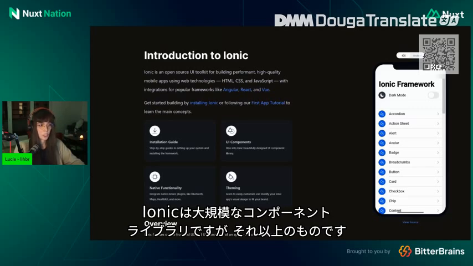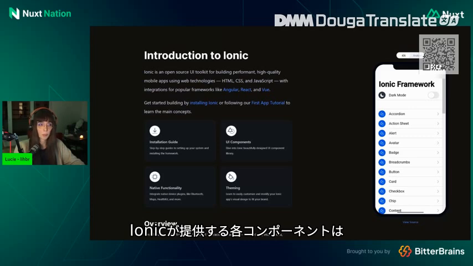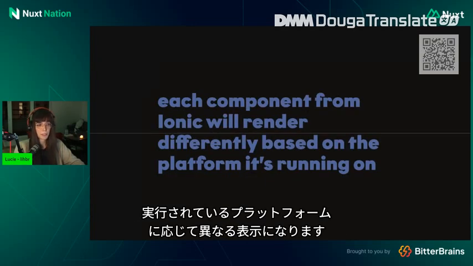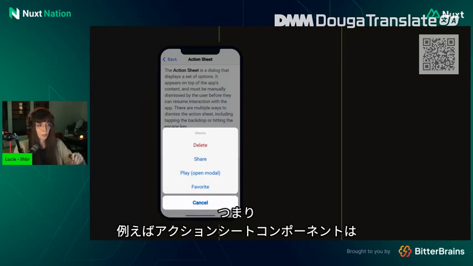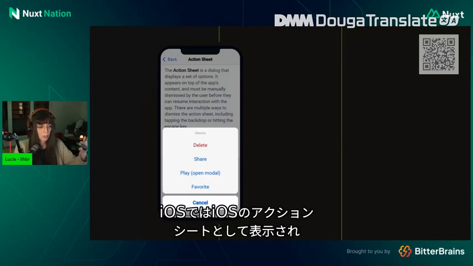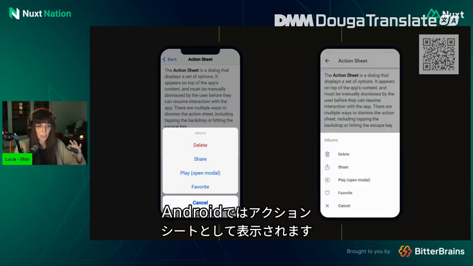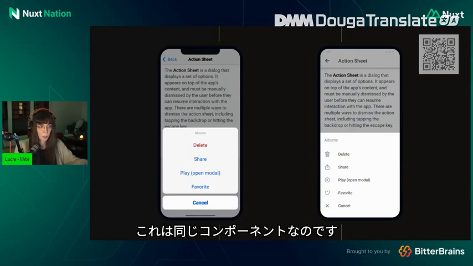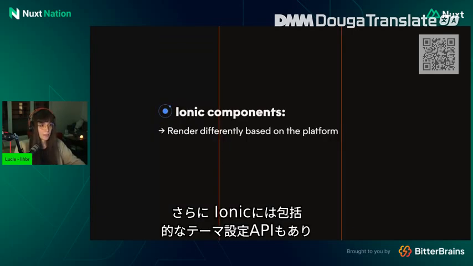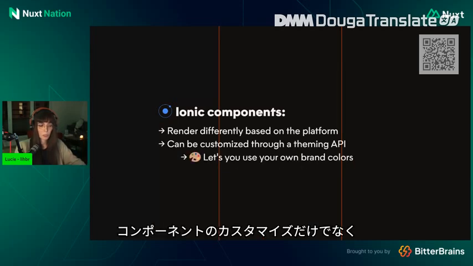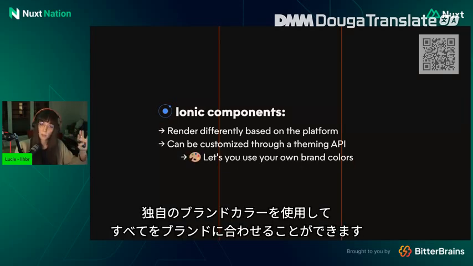Ionic is a huge library of components, but it's more than that because each component Ionic provides will render differently based on the platform it's running on. That means that, for example, an action sheet component will render like an iOS action sheet on iOS, and like an Android action sheet on Android. This is the same component. More than that, there's also a comprehensive theming API for Ionic that allows you to customize those components and also use your own background color so everything stays on brand.